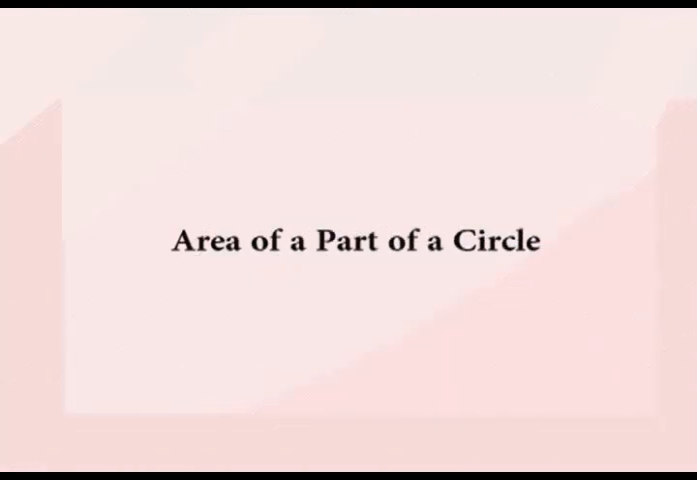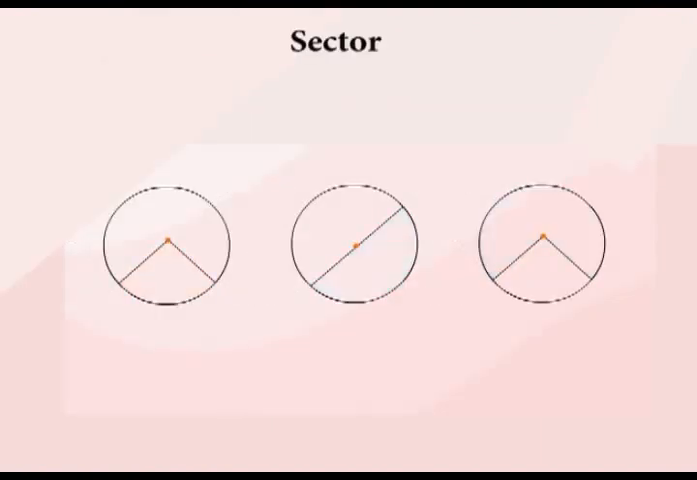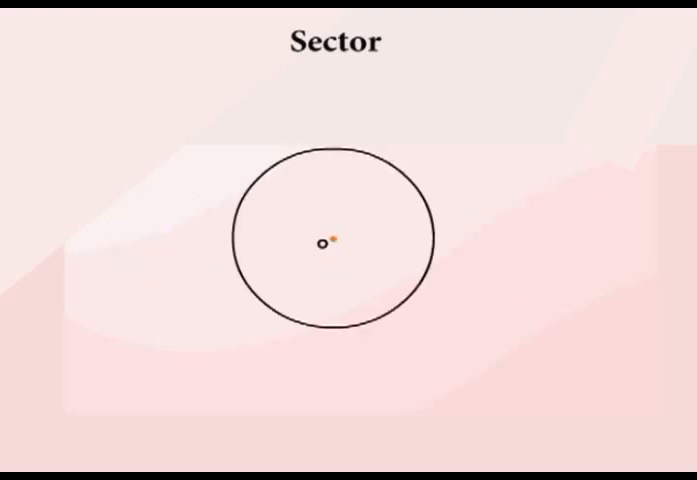The next chapter, area of a part of a circle. In this chapter, we will study the area of sectors and segments of circles. O is the center of a circle. A and B are 2 points on the circumference.